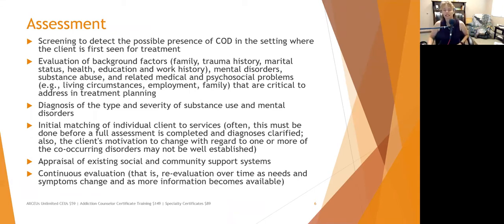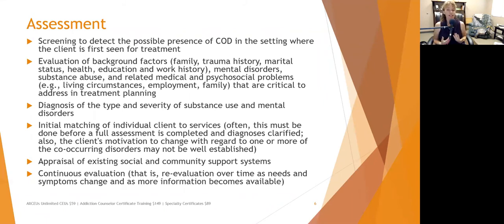Bada bing. An assessment evaluates background factors, including family, trauma history, marital status, health, education, work history, mental health issues, substance issues, related medical and psychosocial problems like living circumstances and employment, and other things that are critical to address in treatment planning. You're not going to address all these at once, but you're going to develop a laundry list, if you will, of issues that may need to be addressed, and then you're going to work with the client to prioritize and determine which ones to address first.